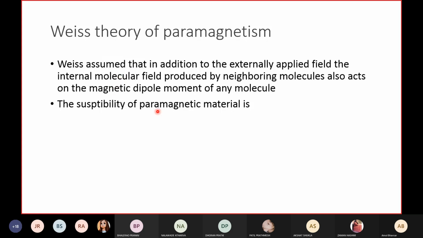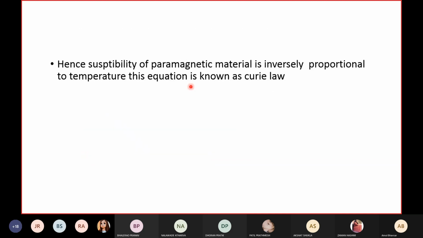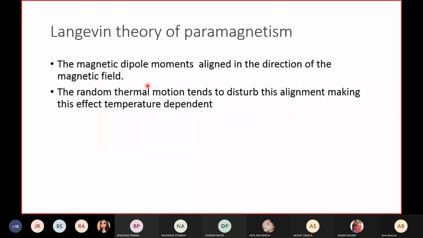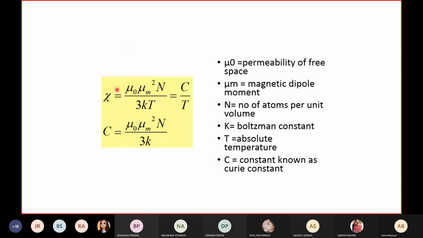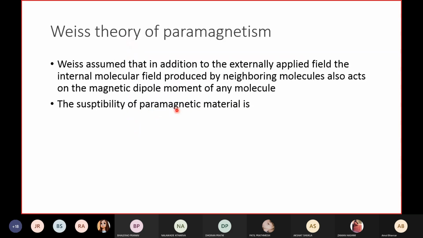According to him, the susceptibility of the magnetic material is Xi is equal to mu 0. Only what is the change here? Capital T minus theta c. The rest of the equation is as it is, the same as that of the paramagnetic susceptibility, Xi is equal to mu 0 mu m square N upon 3kT. Only this T value is changed here in this theory.